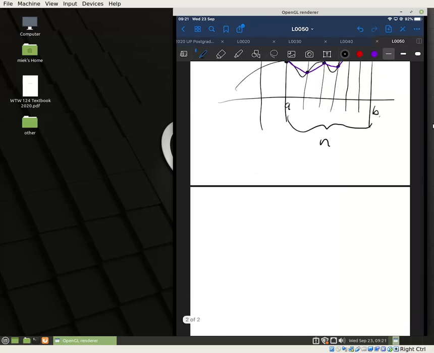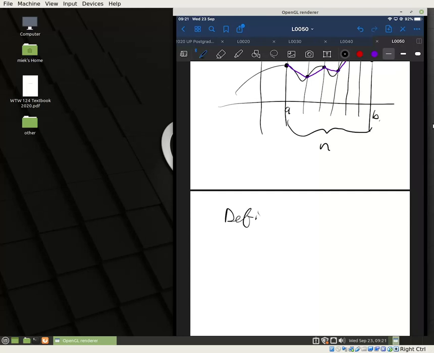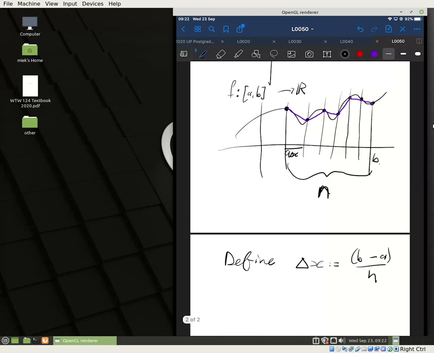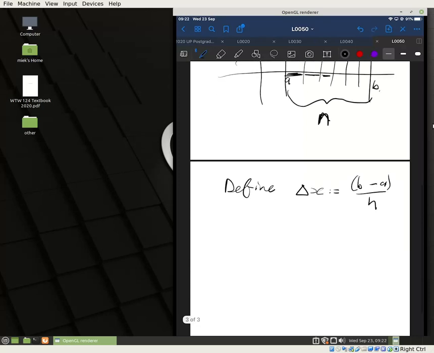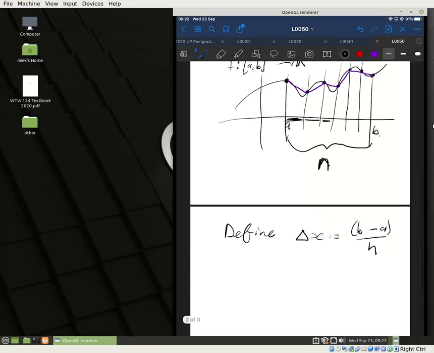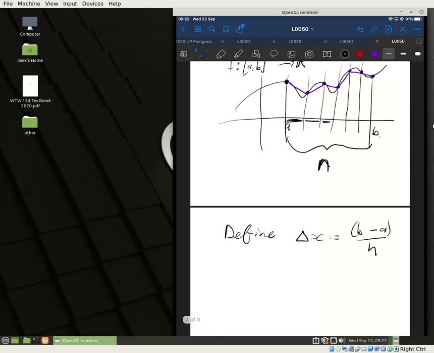And let's see what we get. So let us define delta x. So delta x will be the length of each of these little subintervals, and what is that? That is b minus a over n. So if we divide our interval into n parts, what is the length of each one of these little intervals? That is, we define the symbol delta x, and what is delta x? That's the length of each one of them, so that is the length of the total divided by n.